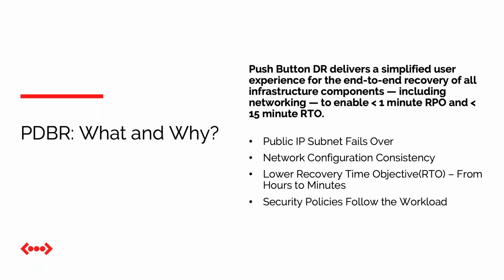As part of our workflow automation of push button DR, we fail over the public IP subnet, which allows us to maintain that network configuration consistency. So I think a lot of people, if you're managing your own disaster recovery, part of your process may include a re-IP. It may include DNS changes, things that need to be manually done, and hope that propagation of DNS works out, which sometimes it doesn't, or it takes a really, really long time for it to do that.